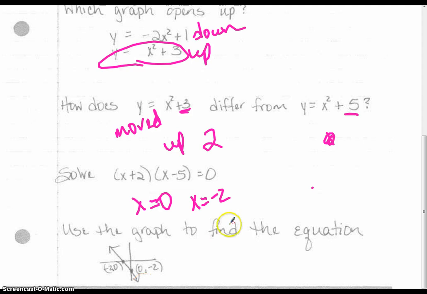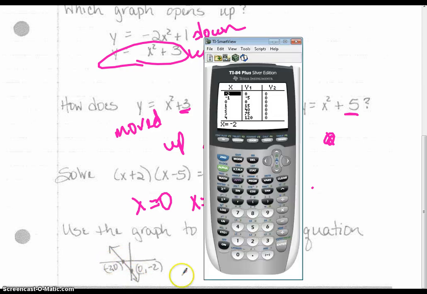If they give you a graph and want you to find the equation, you find 2 points on the graph. I was nice and gave you 2 points here. When you have 2 points, you go to stat. Equations go to y equals, points go to stat. My x values are negative 2 and 0. My y values are 0 and negative 2. Make sure you line your points up so you get them in the right spot.